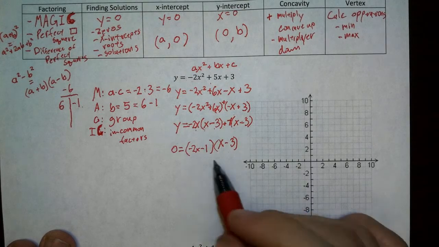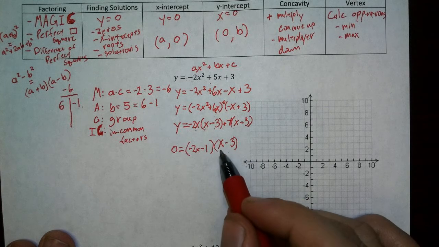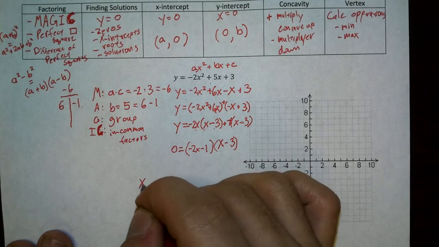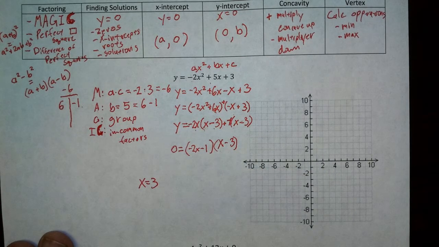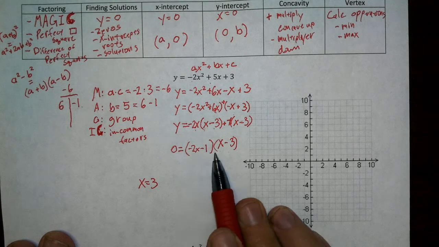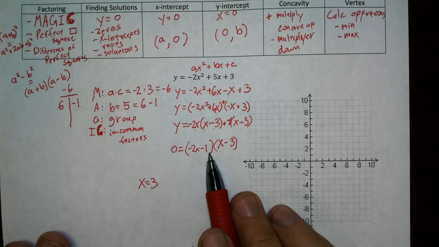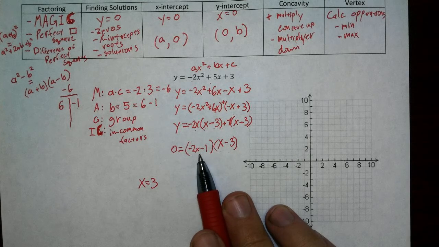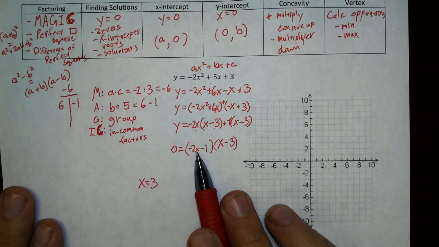So we want to find what makes each of these 0. First, we can tell that this is going to equal 0 for this, so x can equal 3. But now what about this? What would bring this to 0? For some of you, you may already know what it is. You may have that math ability to look at it and just see what x should be. But if you don't, that's okay.